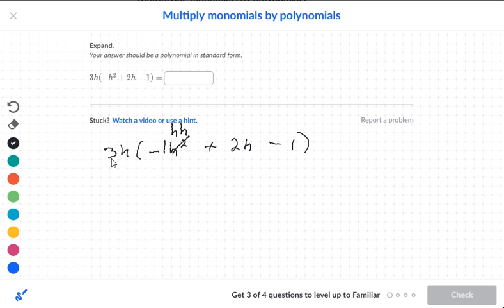So my first term, what I can do is take 3 times a negative 1, that's a negative 3, and then I can count. I have 1h, 2h, 3h. So I have h to the third. I could also put that to the first power and say 1 plus 2 is 3. And again, this is a positive, that's a negative. Anytime I multiply one positive and one negative, the whole answer is negative.